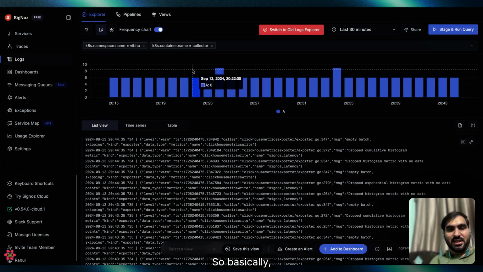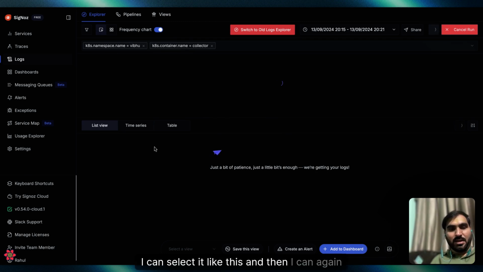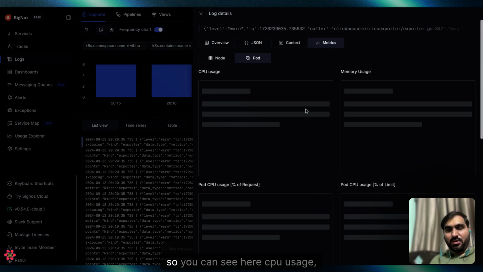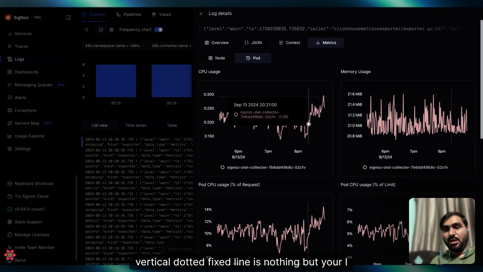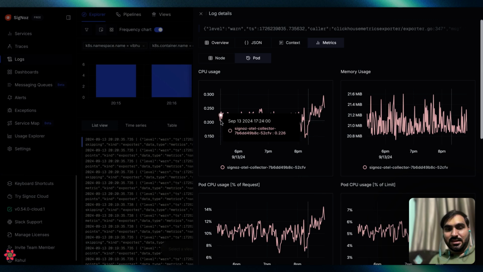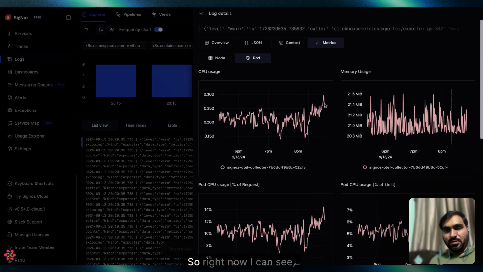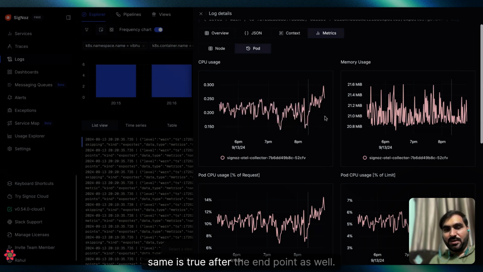Again, you can play around with this feature. Let's say if I want to see some custom logs, I can do that as well. So let's say from this time period, I can select it like this, and then I can check again. If I click on this, yeah, you can see here CPU usage, memory usage. And one more thing: this vertical dotted fixed line we can see here is nothing but your log line timestamp. So I can see here it's around 8:20 on which log I have clicked. That's why it's appearing like this. Before this 8:20, up to 3 hours before, we can see the logs that have been emitted. Similarly, before this particular log line we can see what was the status of your infra metrics, and similarly we will plot after 3 hours. So right now I can see from before 8:20 till 5:20 I have my infra metrics. Again, the same is true after the endpoint as well.